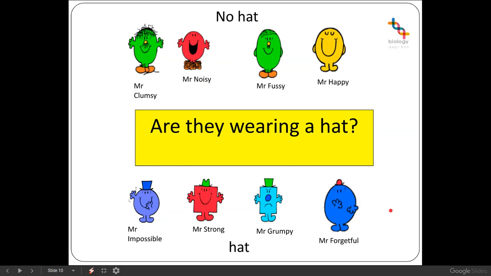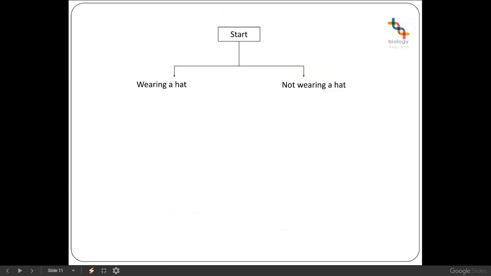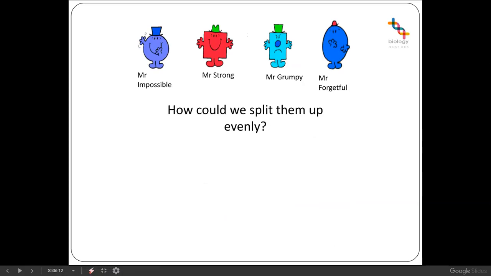So we're then going to start with just one of these groups. We'll split them into two groups of 4 and we're just primarily going to look at one group first of all before we deal with the second group. So if we've got our start, we've got wearing a hat and not wearing a hat. Taking the guys who are wearing hats first, these guys. So how are we going to split them up into different groups? So we need to start separating these guys out a little bit.